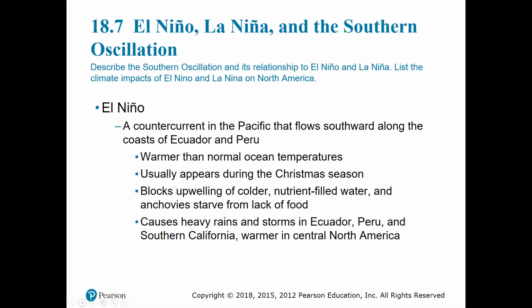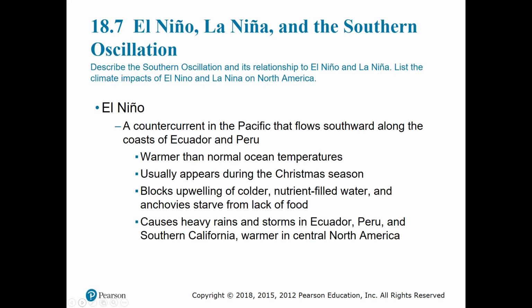So the next section here looks at El Nino, La Nina, and the Southern Oscillation. And you're going to have a little assignment that looks at these different patterns that result from El Nino and La Nina.